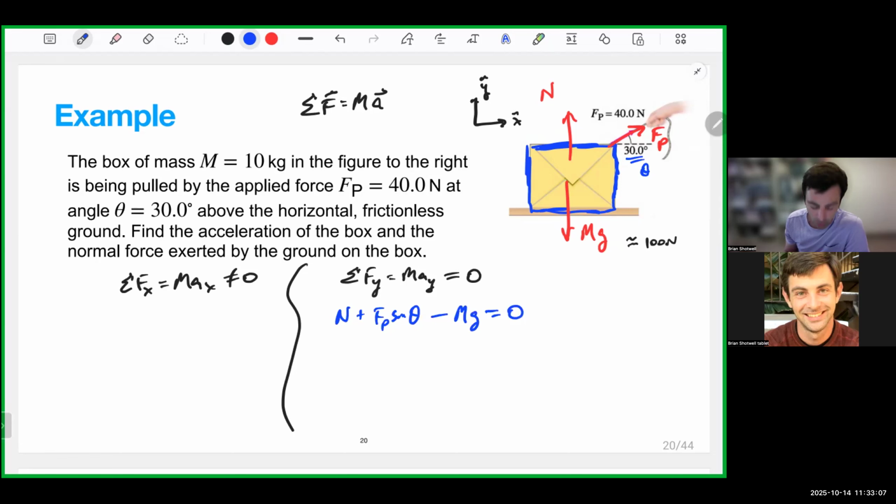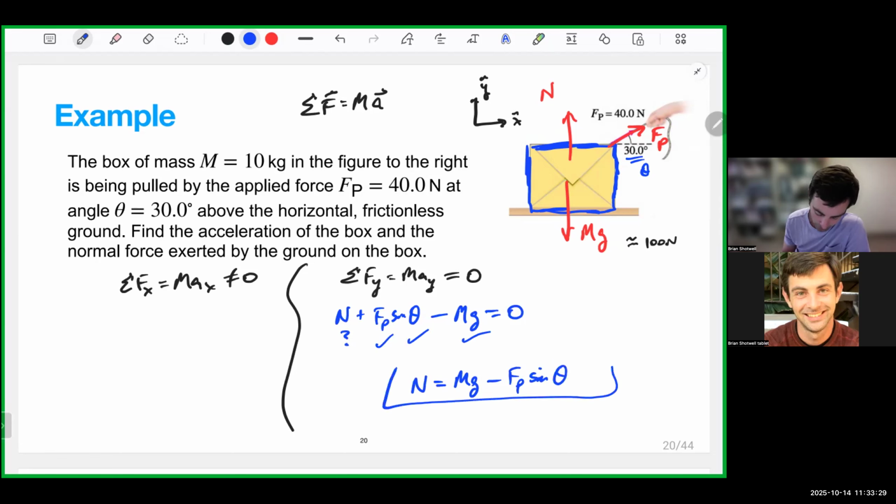Okay. So we don't know the normal force, but we do know the pull, and we know theta. So we can solve for the normal force. We know this one, we know this one, we know this. We know all those checkmark things. So we can solve for the normal force. Normal force is mg minus Fp sine theta. Okay, then we can plug in numbers to get about 100 minus 20 newtons. This is about 80 newtons.